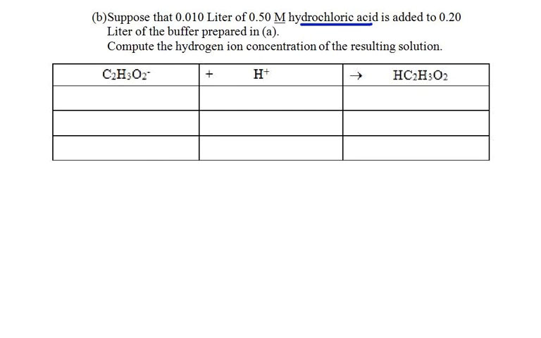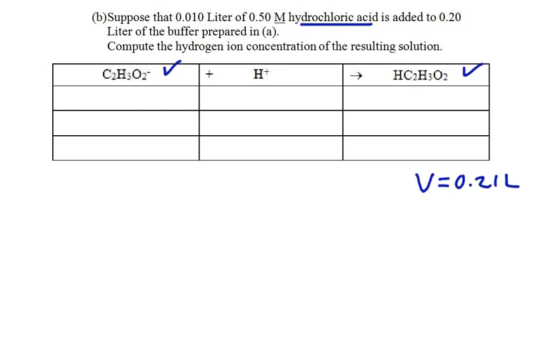But now, if we're going to add 0.01 liters of some hydrochloric acid, that is going to change our total volume. So, if we have 0.2 liters of the buffer, and we add 0.01 liters of some acid, then our new volume is going to be 0.21 liters. And because of that new volume, that's going to mess up all of our calculations a little bit. So our base and our acid that we started with are going to be slightly different.